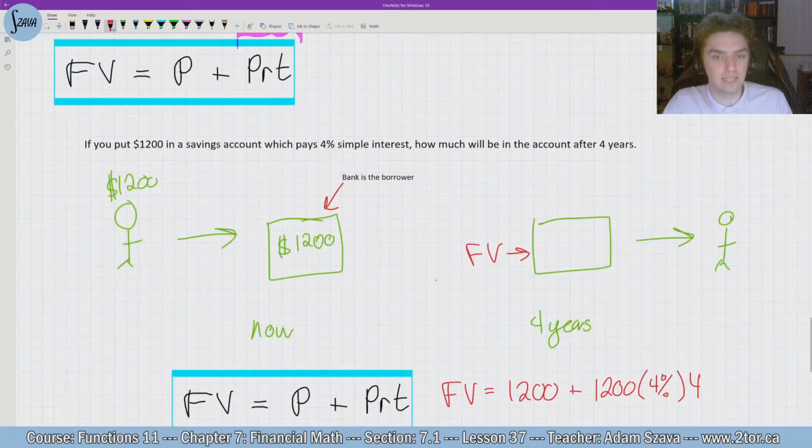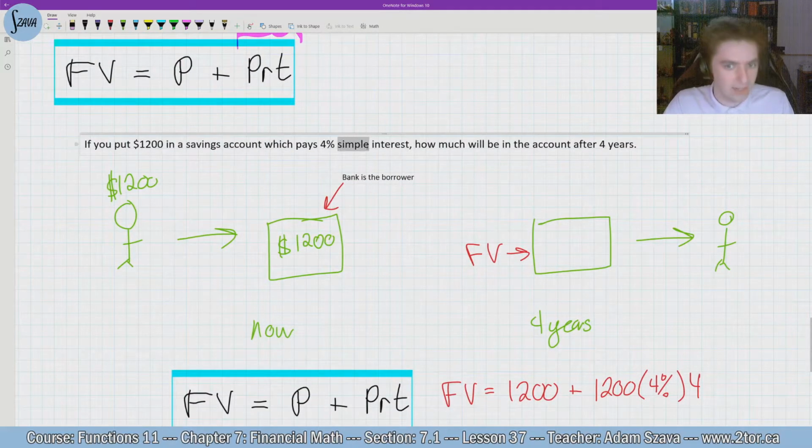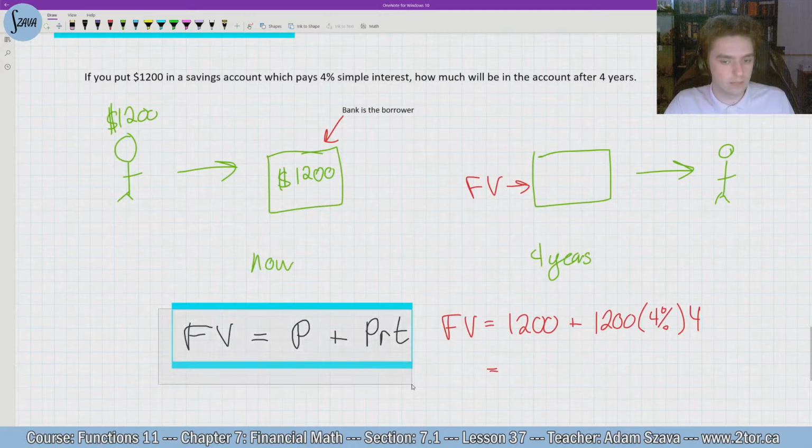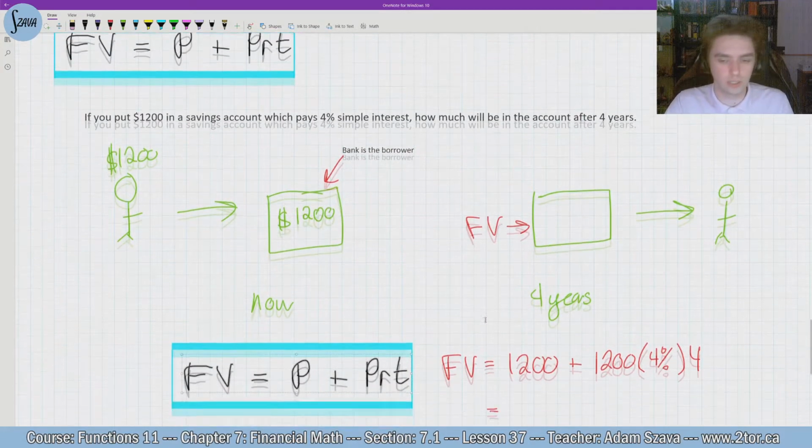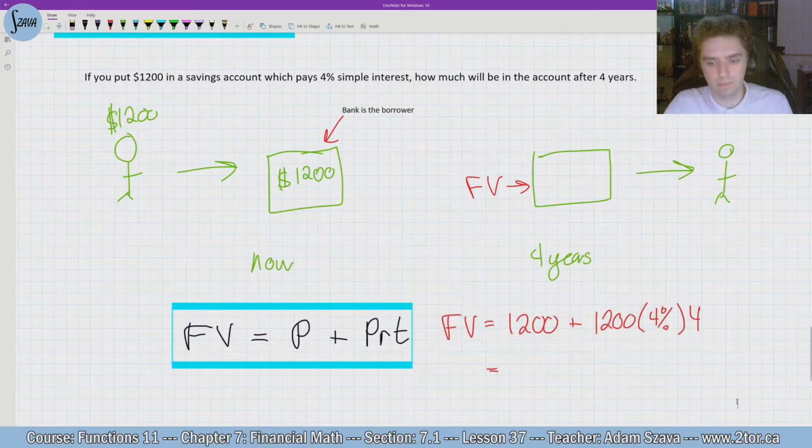And again, this is using simple interest. There are other ways to calculate this. If they said compound interest here, right, which is the thing we're going to study in the next section, then you can't use this formula, right? This formula is just for simple interest. But since this section is on simple interest, we can definitely use this.